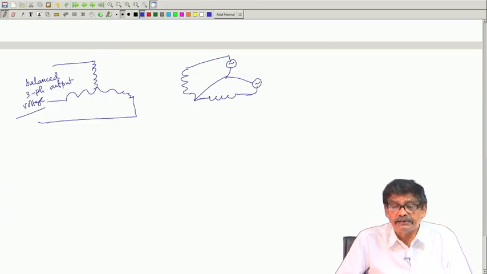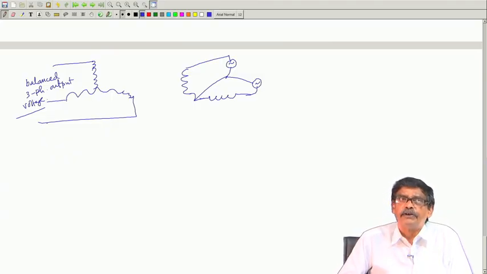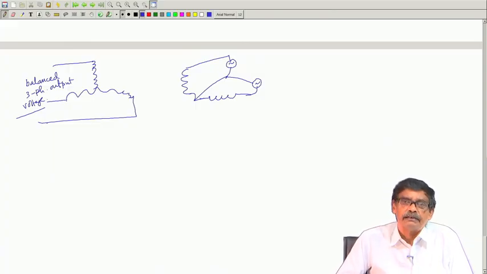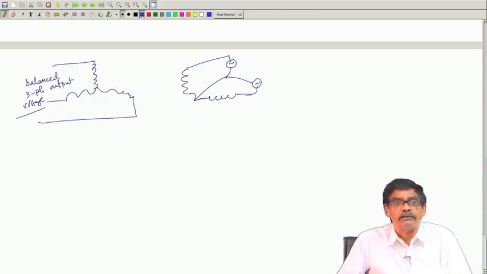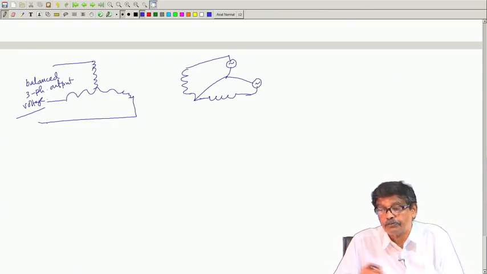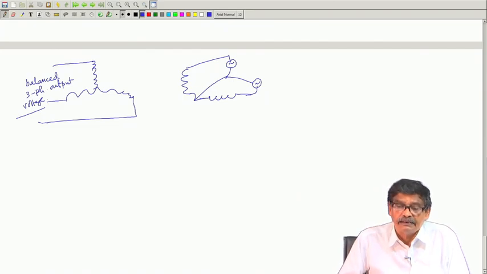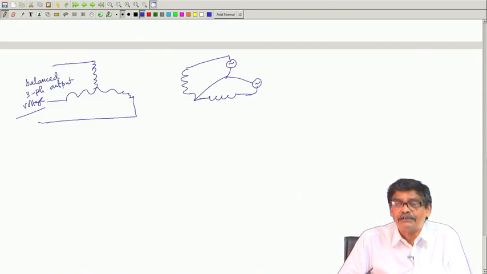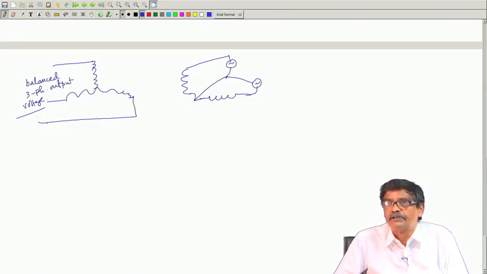Anyway, Scott connection is popular because two phase supply is not readily available. What is available is 3 phase supply, single phase supply, these things are available in your lab or wherever. And if you have a 2 phase load, for example a 2 phase induction motor or a 2 phase furnace, then you have to use Scott connection, and of course, balanced loads are preferred.